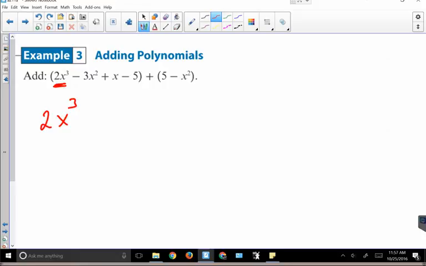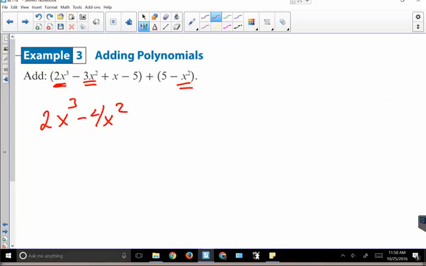What is the next largest that I see? Well, I see an x squared here. I see an x squared here. Are those two the same? Okay, so I can add those together. Minus 3 minus 1 gives me a minus 4x squared.